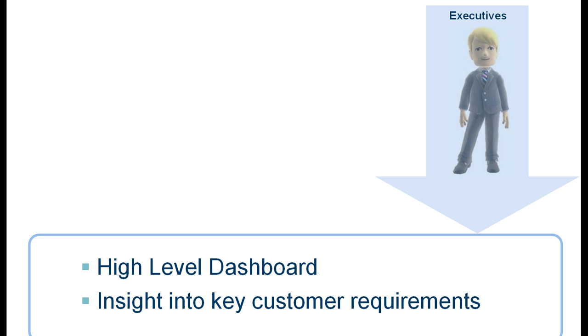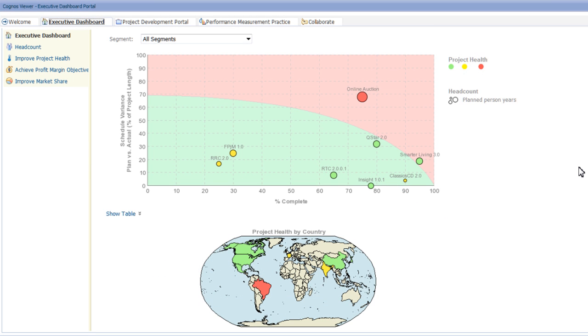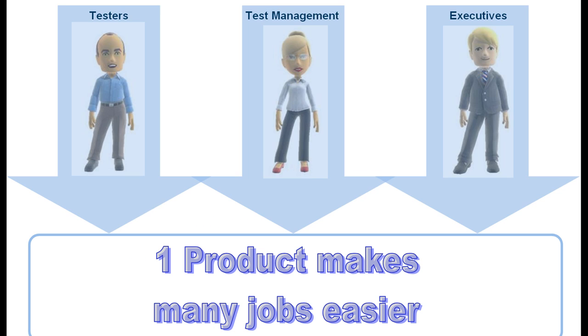The dashboard even has an executive panel. It can give executives that high-level insight into the health of a project, with the ability for a more granular drill down into key requirements if necessary. For example, an executive can check the status of a feature promised to a big customer. One product makes many jobs easier.